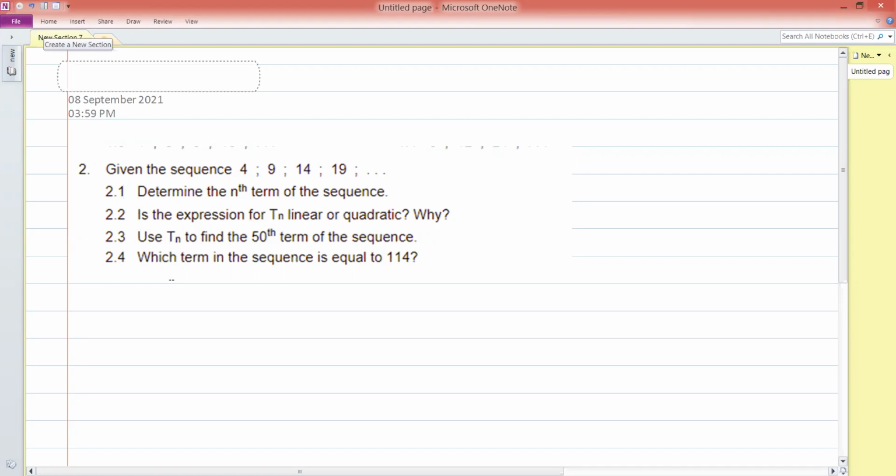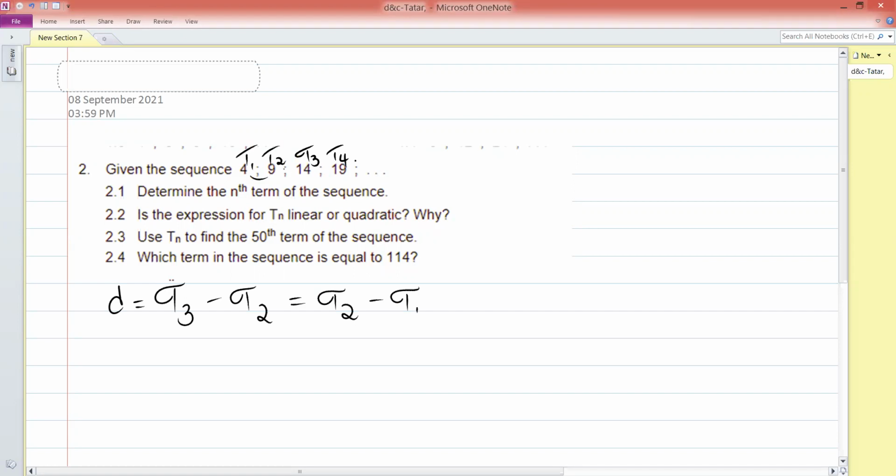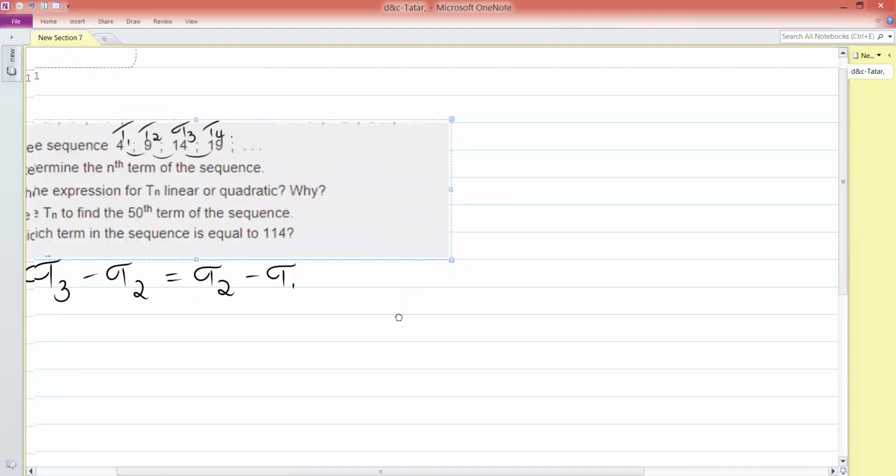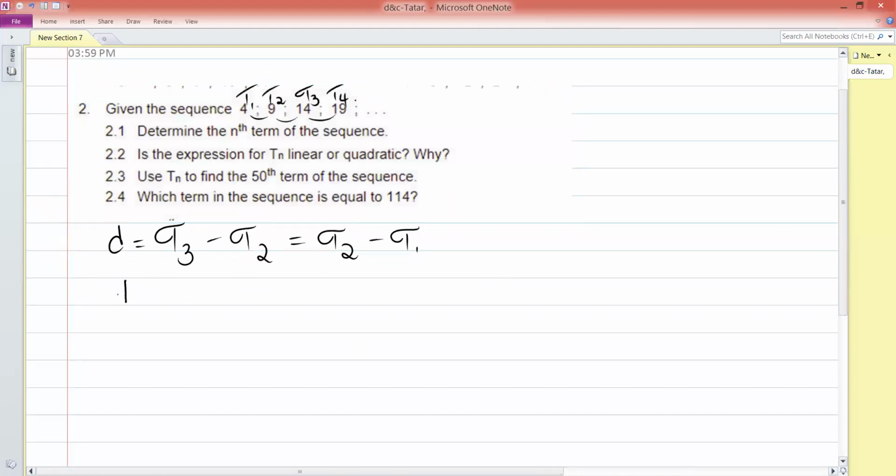There's a common difference. Perfect, right? Common difference. We work out common difference by saying T3 minus T2. It should be equal to T2 minus T1. For this one, this is your T1, your T2, T3, and T4. So the common difference has to be the same for it to be an arithmetic sequence or a linear pattern. All right, so let's work out what D is here.